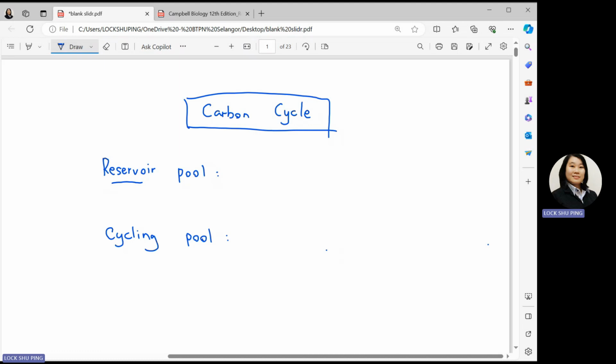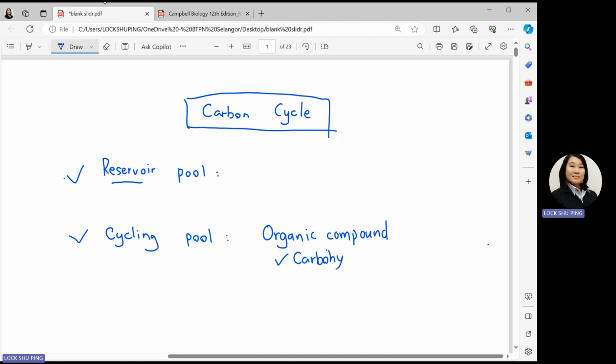you need to know what the reservoirs for the carbon are and what the form of cycling or the organic compound is that we can observe in the cycling pool. Okay, so we go into the part that you used to learn before, which is the carbon found in living organisms. The carbon found in living organisms is present in organic compounds, in the form of carbohydrates.